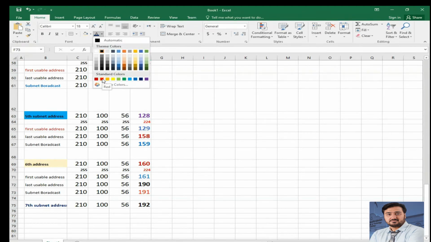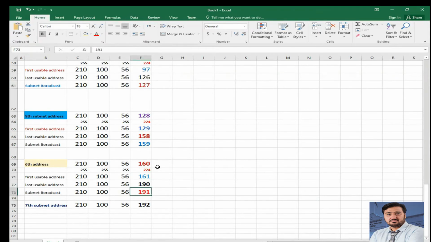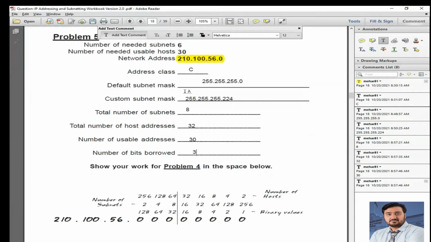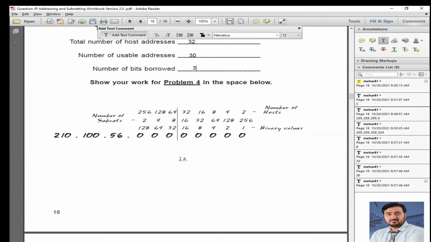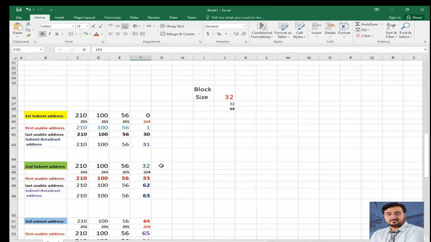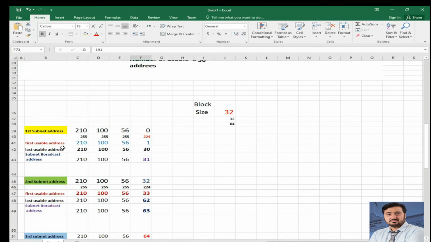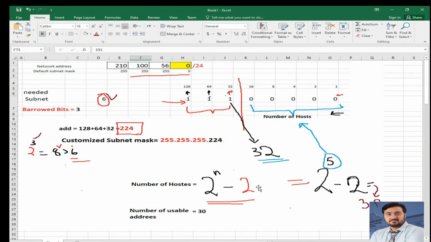So 191. Now you can see here we find out our 6 subnet and each subnet address. So we find subnet 1, subnet 2, subnet 3, subnet 4, subnet 5. This was the calculation because our needed subnet was 6, and we have calculated the number of hosts and number of subnet. So number of subnet was 6.